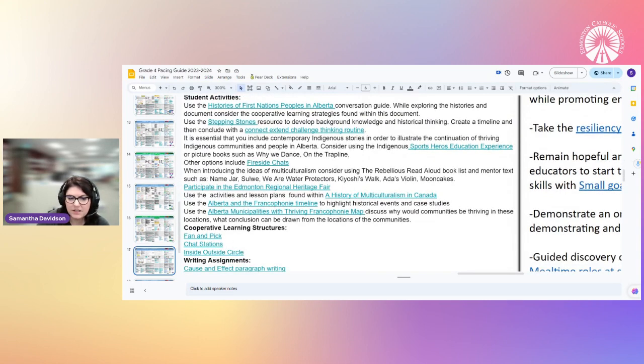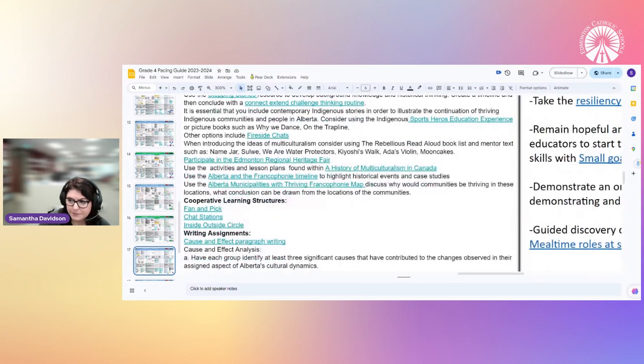When introducing ideas of multiculturalism, we're going to look at rebellious read alouds. Those are some resources that have been around. There's PD sessions done on it. If you want any ideas on how to do rebellious read alouds in your classroom, please reach out to me. I worked with our EDIAR specialist on that. So we've got a list of books that can help support it and then a list of activities to help students understand. Mentor texts that you have from the Language Arts Mentor Text Bundle, Name Jar, We Are Water Protectors, all of those different ones are going to help with that.